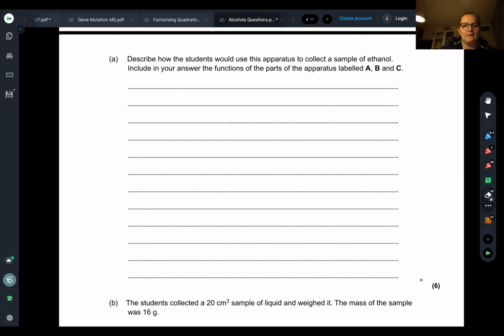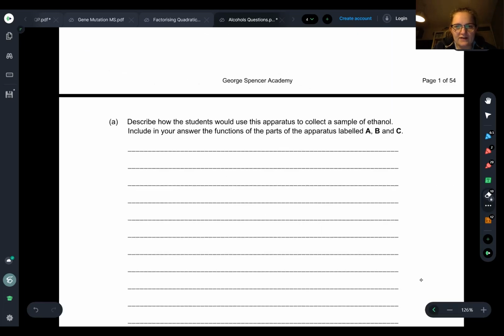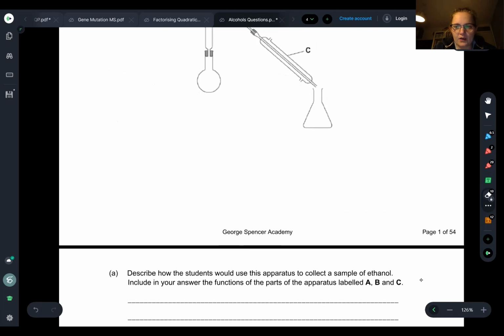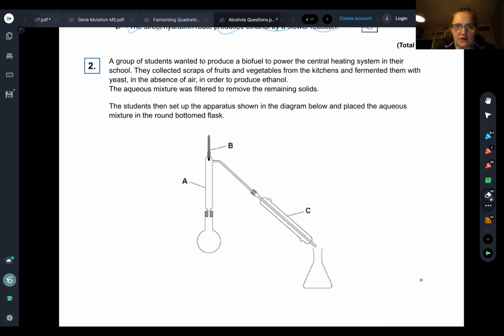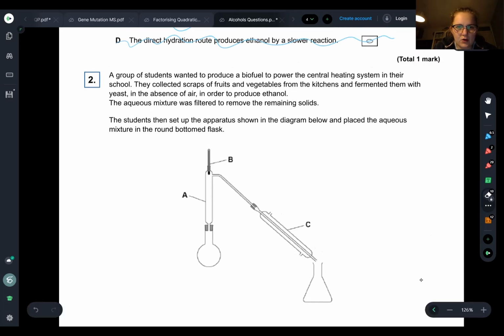So let's have a quick look at A, B, and C. So let's just talk this through. So what's going to happen? What are we going to do? So what's the question? Again, describe how the students would use this apparatus to collect a sample of ethanol. Okay, so they want to produce a biofuel to power the central heating system. They collect scraps, ferment them with yeast in the absence of air to produce ethanol. Okay.